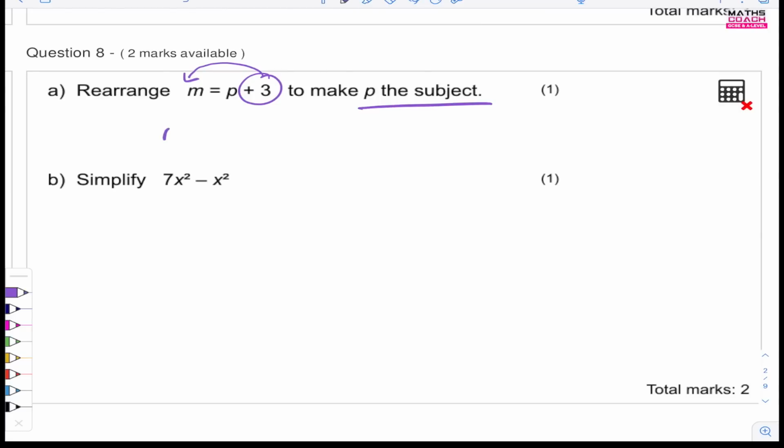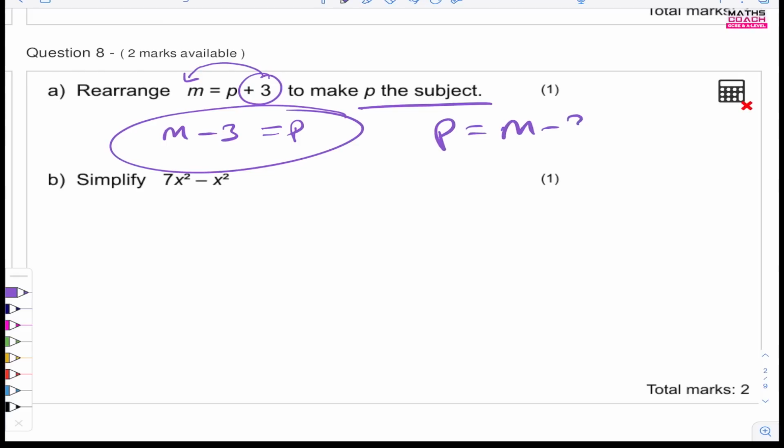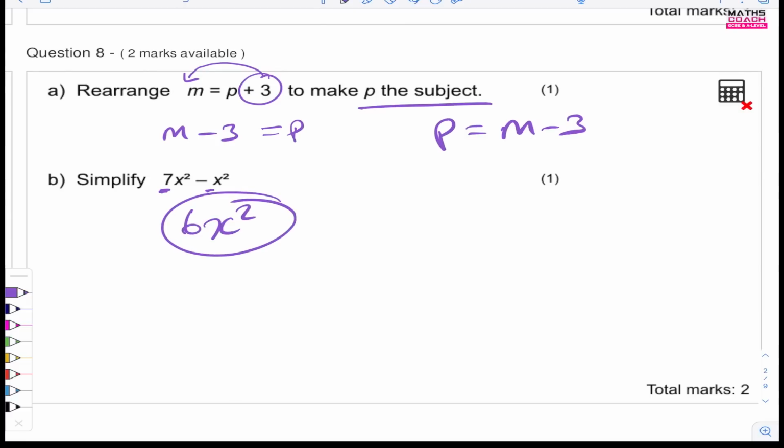So it's going to give you m minus 3 equal to p, and there you have your answer. You can also write it as p is equal to m minus 3 as well. Part B, simplify 7x squared minus 1x squared. Well, that's simply just taking away 7 and 1. You don't need to write this in algebra, that's why it's not there, but there's a 1 there. So 7x squared take away 1x squared is 6x squared.